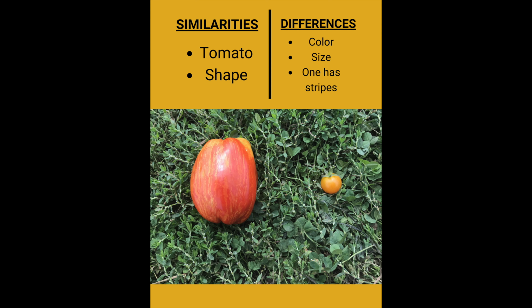And as you can see, they're both similar in shape. They're oval. And then some of the differences that I can point out are the color. One is red and one is orange. Their size difference, one is very big and the other one is very small. And then one has stripes and the other doesn't. Did you find the same similarities and differences as I did?